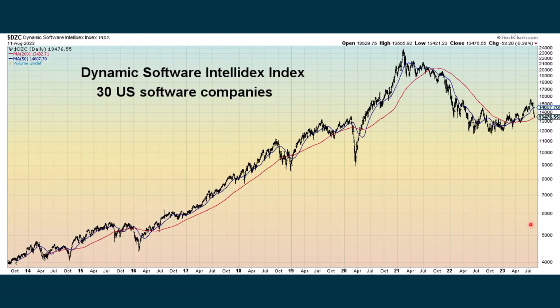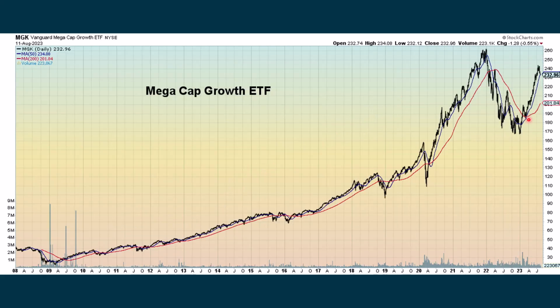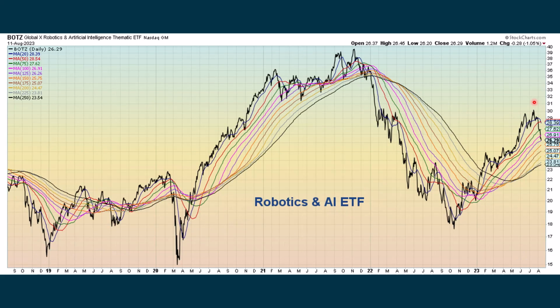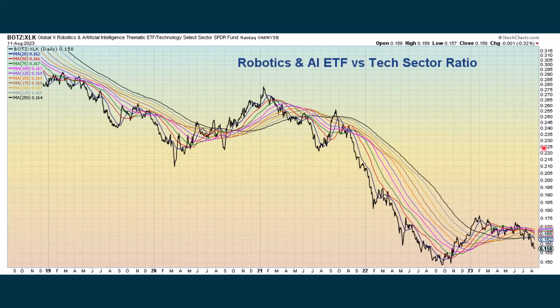We look at the biggest software companies in the US. Even though they're falling back, they came down to their 200-day moving average. Will they find support at this level? But overall, they continue to be in an uptrend. The mega cap growth also pulling back down to its 50-period moving average, but still in an uptrend. The robotics and AI ETF has been seeing some weakness lately, and it's really underperforming when we compare it to the tech sector and take a ratio.